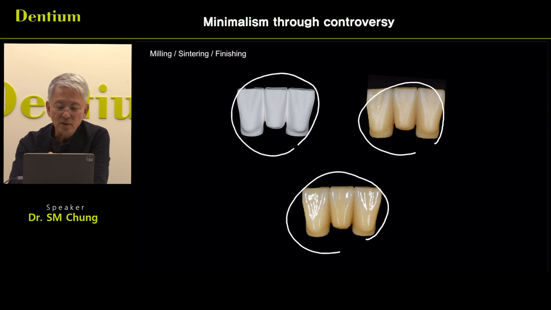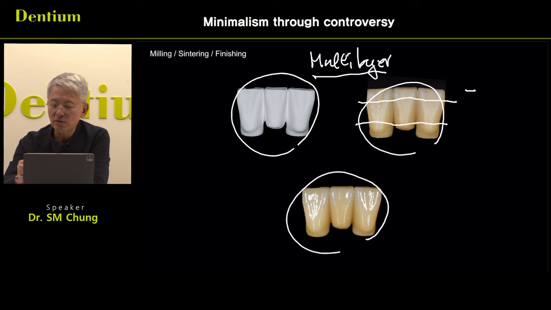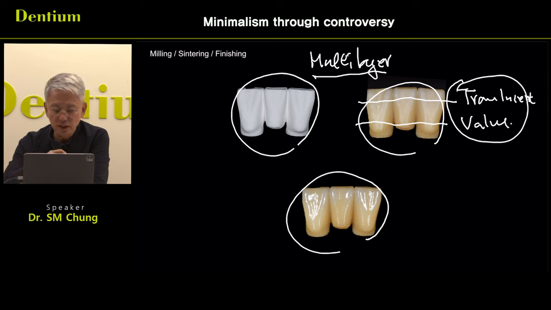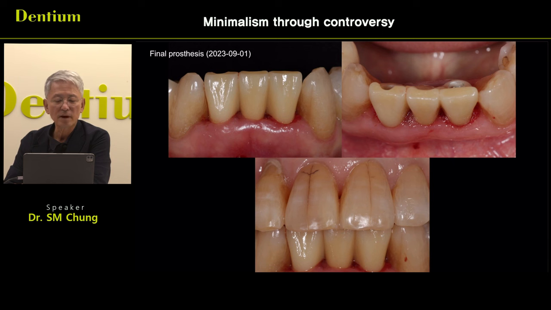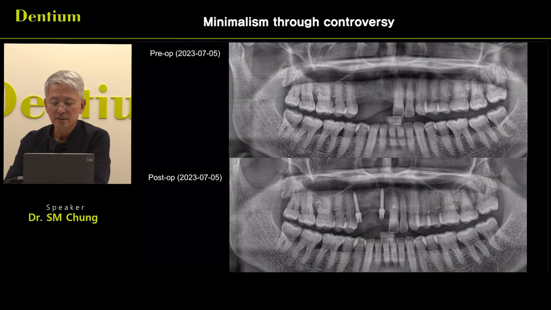This bridge is a multi-layer block, so it has translucency differences, and also value differences. So usually we cannot do any more coloring for the zirconia, and we place it into the mouth and it is finished.